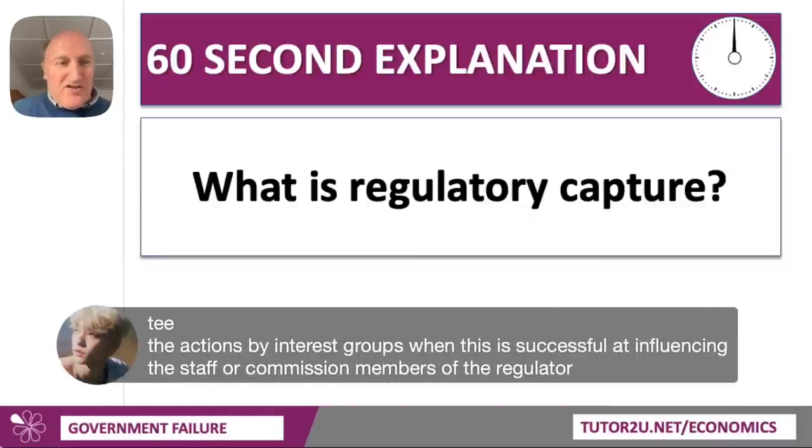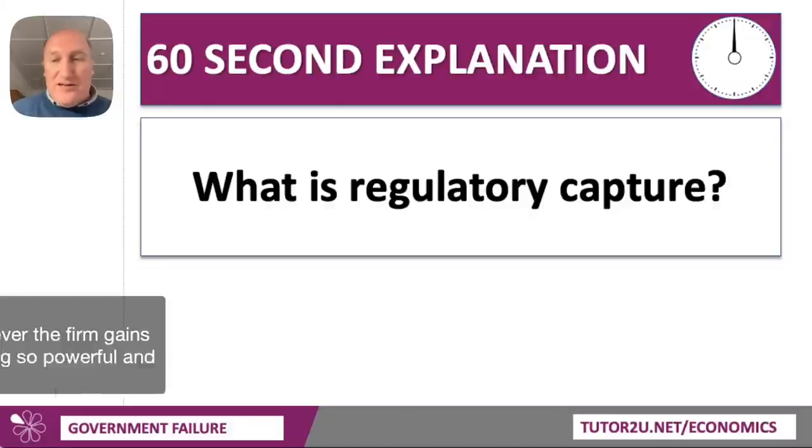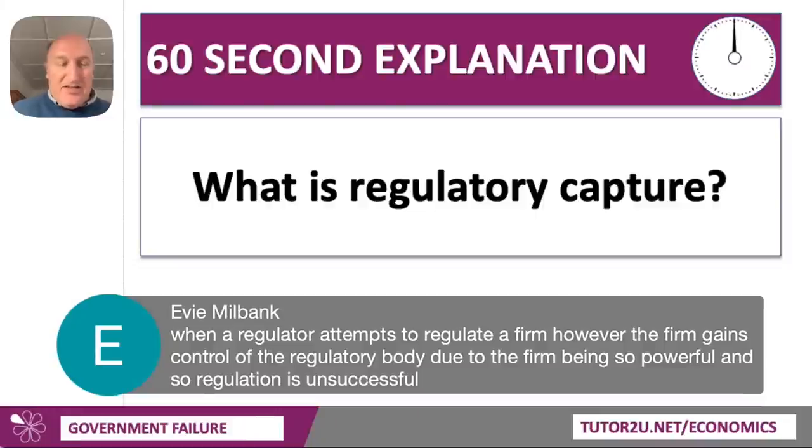Yeah, some super answers coming through. One answer: the actions by interest groups, when successful, influencing the staff or commission members of the regulators. In other words, what can happen there is that the government, or the regulatory agency, tends to side a little bit more with corporate rather than consumer interests. Another great point: when a regulator attempts to regulate a firm, however, the firm gains control or influence due to the firm being so powerful and regulation is unsuccessful.